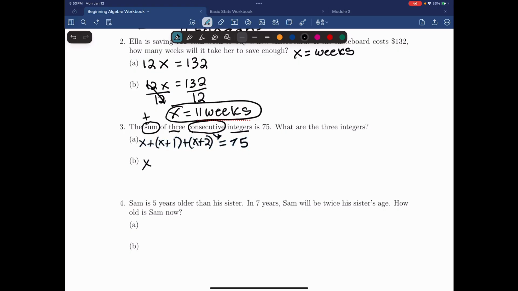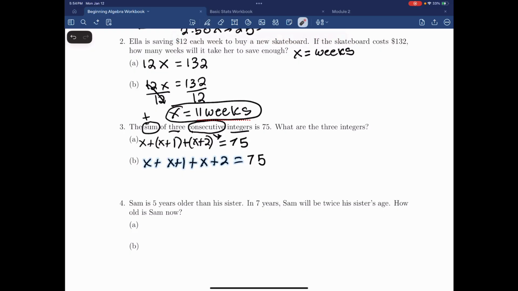Now let's solve for x. So we have x plus x plus 1 plus x plus 2 equals 75. Now notice I just dropped those parentheses because we don't really need them, because nothing's actually being distributed into these parentheses. It's just an addition sign. I just wrote those parentheses so it's more clear where I got those numbers from before. But now let's combine like terms.